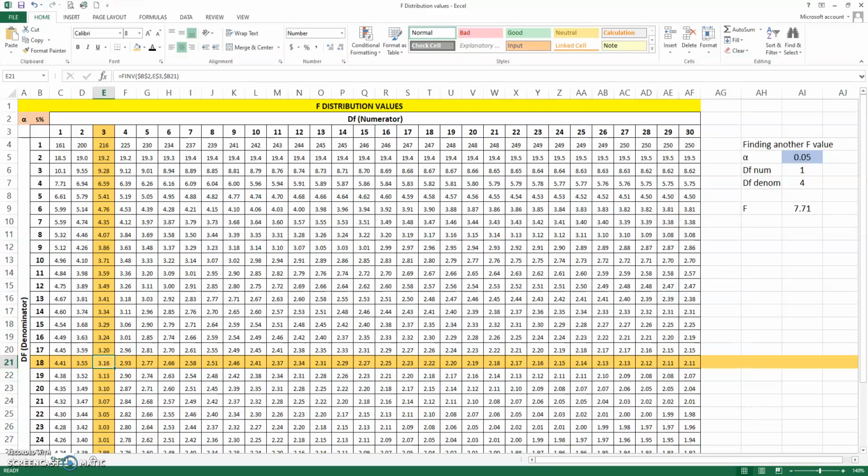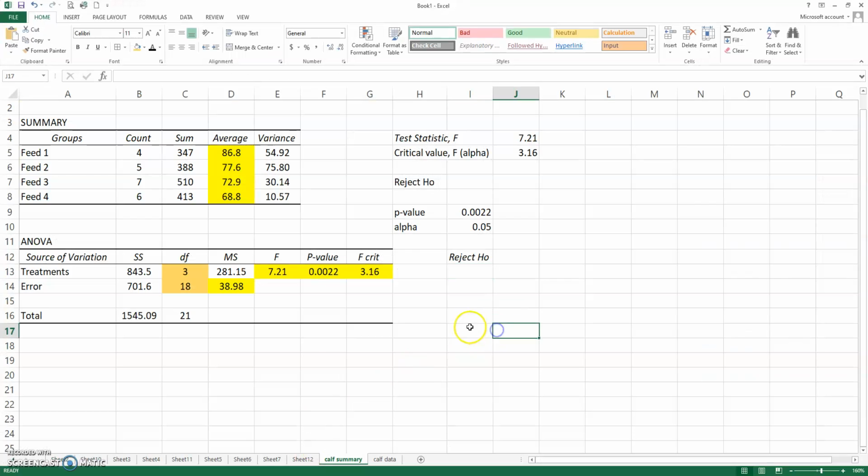Let's go back to here. Remember when we were finding the critical value, we used 3 and 18 degrees of freedom. The degrees of freedom can be found there as well: 3, k minus 1, and n minus k for the degrees of freedom in the denominator. 22 calves, because there is our total, so that's our n value. We have made the decision to reject the null hypothesis, claiming that at least one of the feeds or diets is not equal to the others.